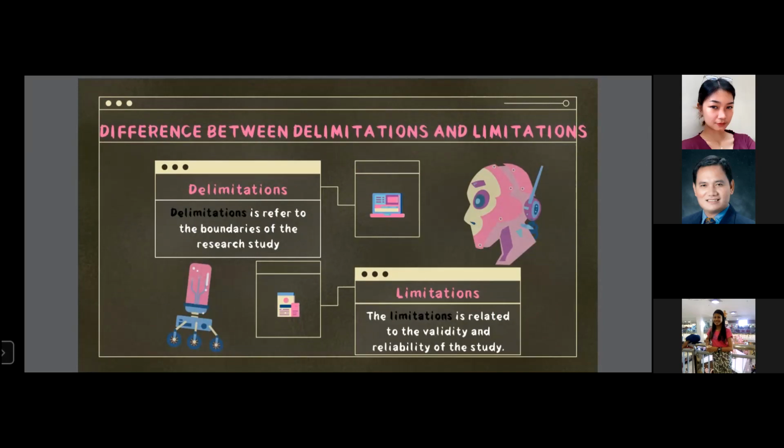Difference between delimitations and limitations. Delimitations refer to the boundaries of the research study, while limitations relate to the validity and reliability of the study. In other words, limitations are what the researcher cannot do, and delimitations are what the researcher will not do. Both are important because they help to put the research findings into context, and although they explain how the study is limited, they increase the credibility and validity of a research project.